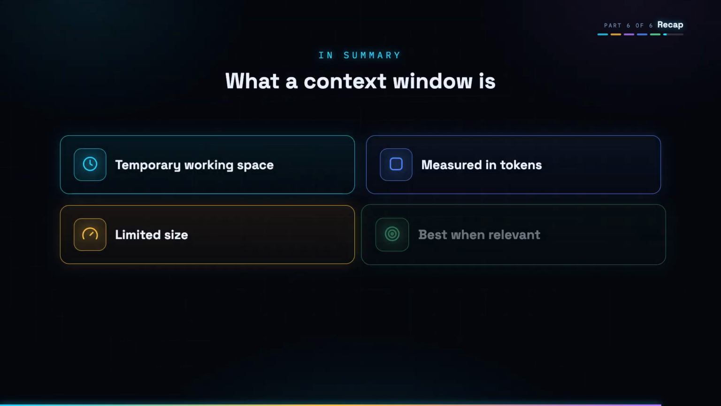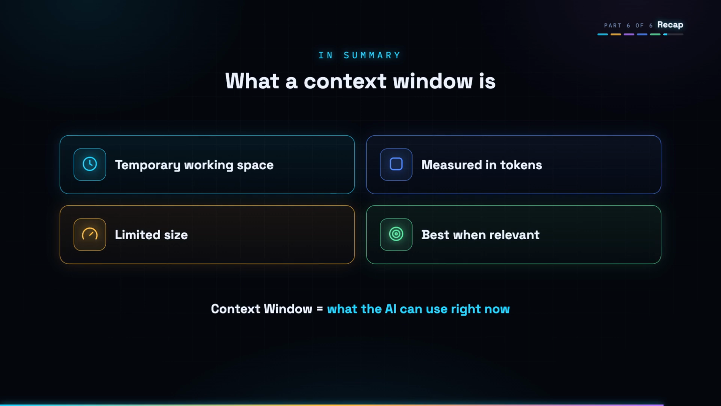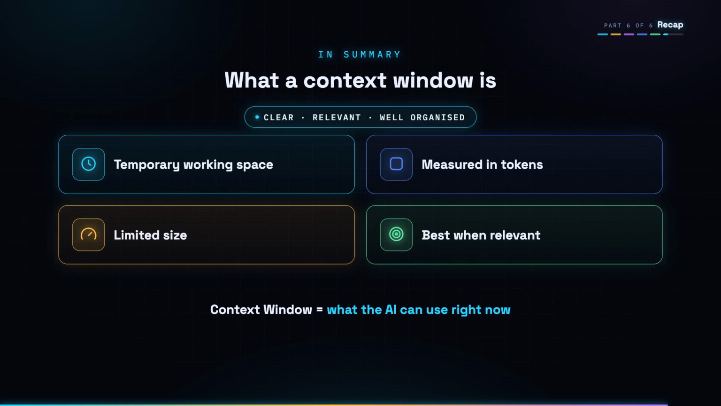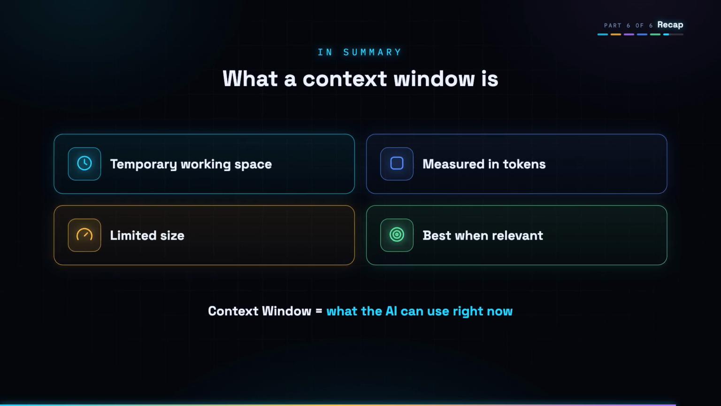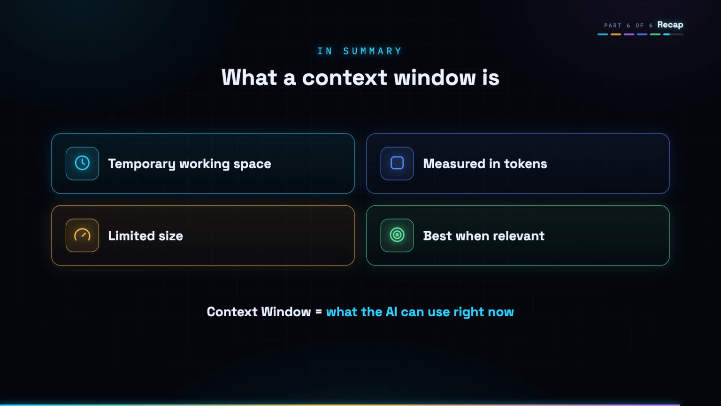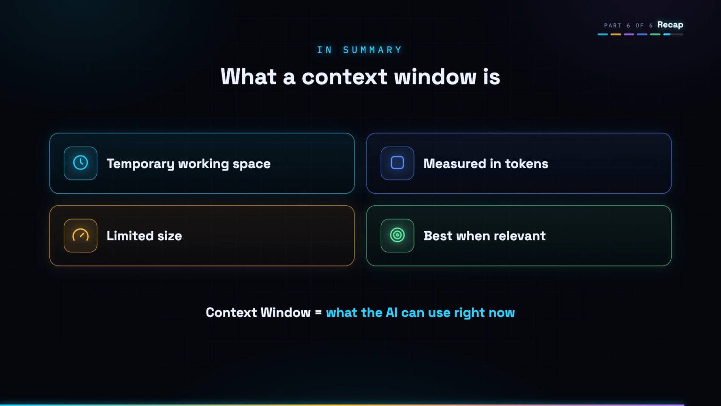So in summary, let's lock in what a context window really is. The context window is simply what the AI can use right now to answer you, the things on its table at this very moment. It is measured in tokens, it has a fixed size, and it is wiped clean after each request. And the secret to getting great answers is not just a bigger window. It is giving the AI context that is clear, relevant, and well organized. Do that, and even a small window will give you excellent results.